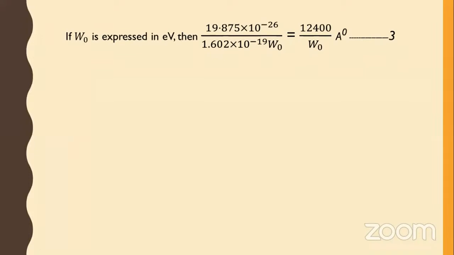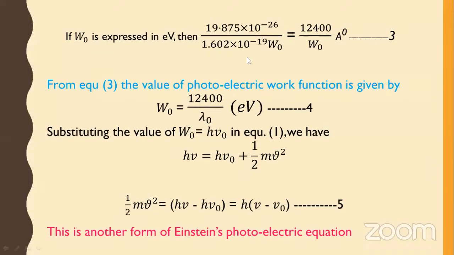So W naught in electron volts, by substituting all these, you get clarity. Next, equation 3 gives the work function value: 12,400 by lambda naught electron volt. Substituting in equation 1, that is, in place of W naught, h nu naught. And similarly, this is another form of the Einstein photoelectric equation, equation 5: half m v square equals h into nu minus nu naught.